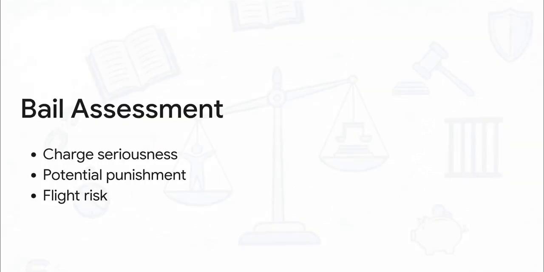And this brilliantly illustrates how the Supreme Court assessed the situation. They balanced four key factors. First, the seriousness of the charge. Second, the severity of the potential punishment. Third, the risk of the accused absconding. And fourth, the likelihood of witness tampering.